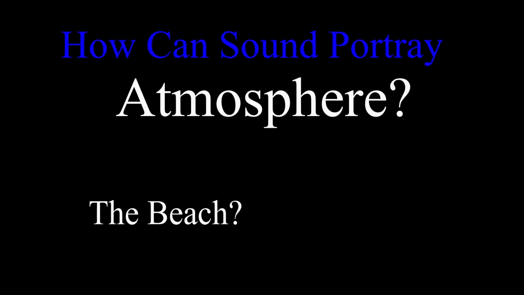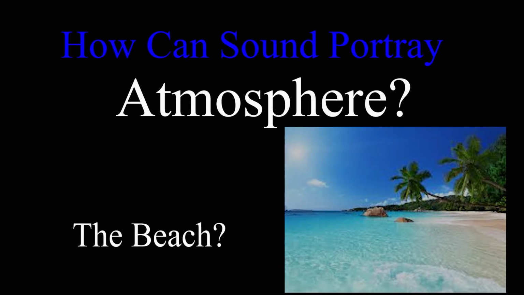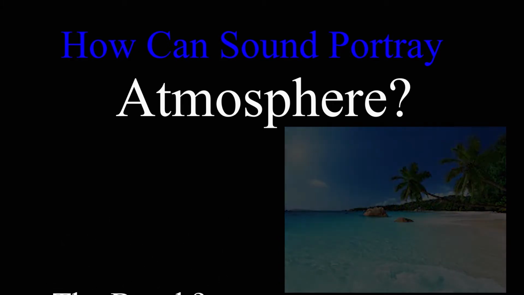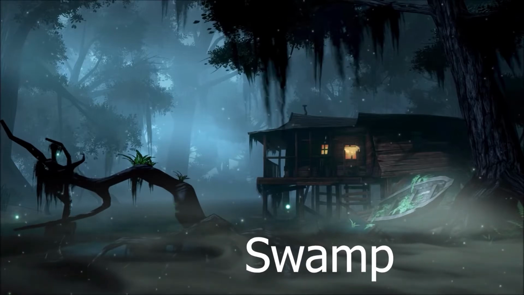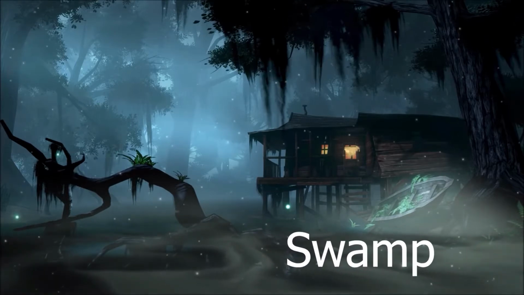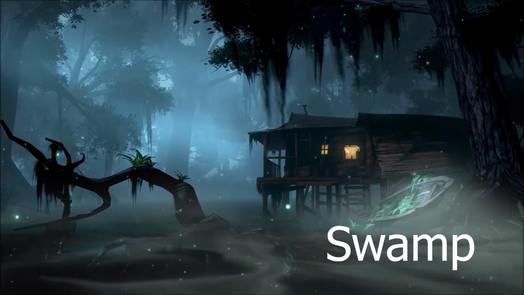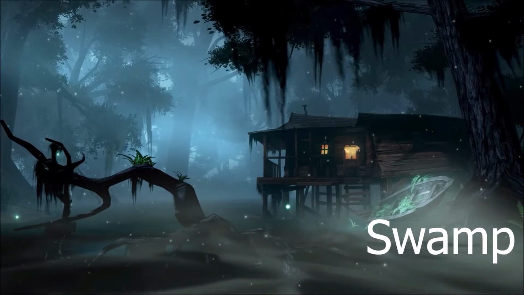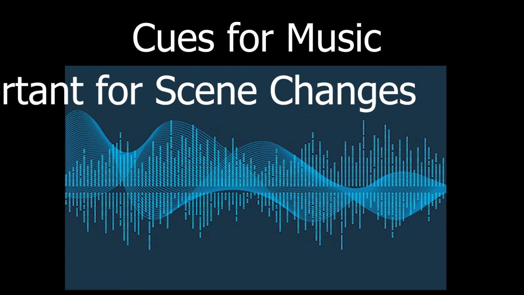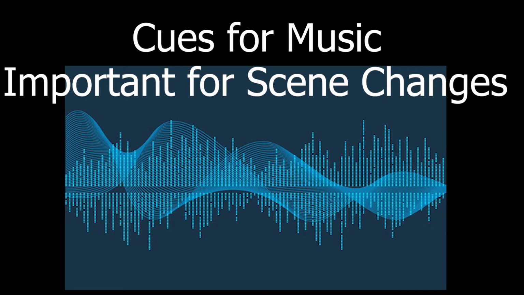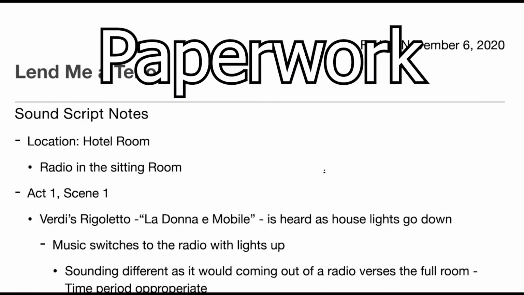Sound can portray atmospheric realism by giving you a specific place. For example, the beach or a swamp. These help set a general atmosphere and mood and occasionally are called for in the script. Music can also be called for in the script and is used not only to set a mood, but for scene changes.